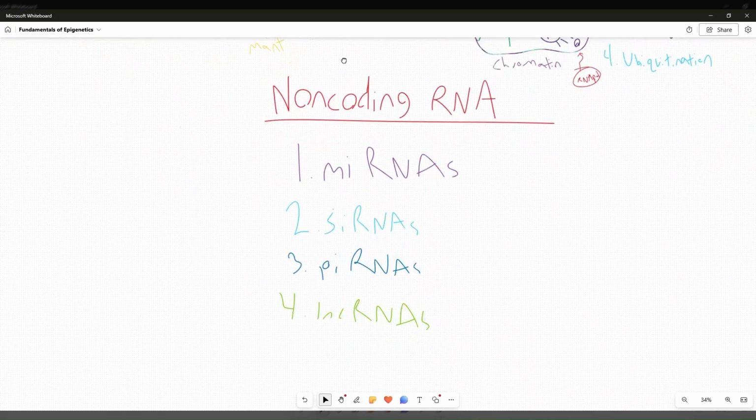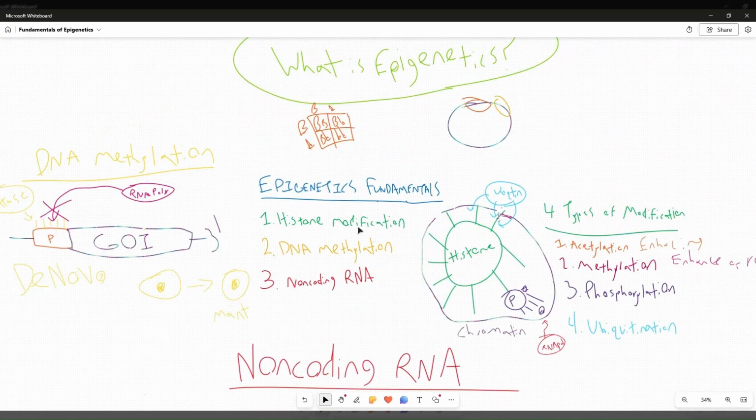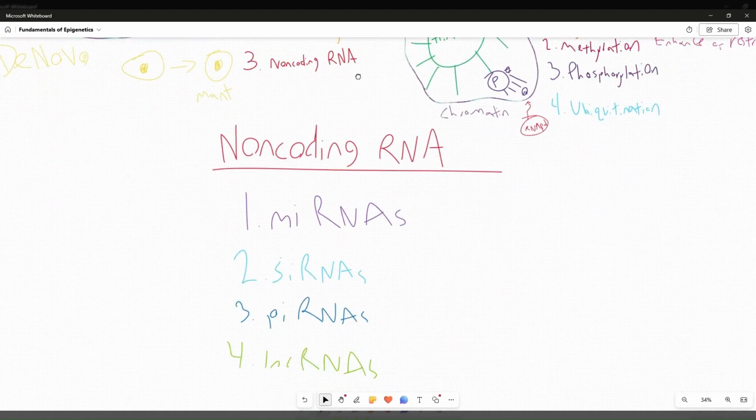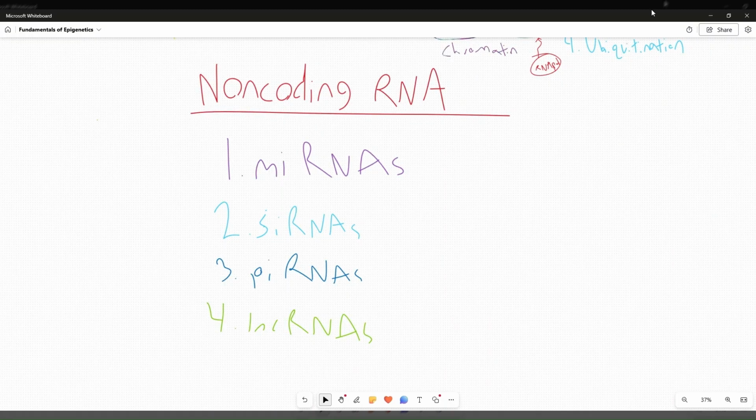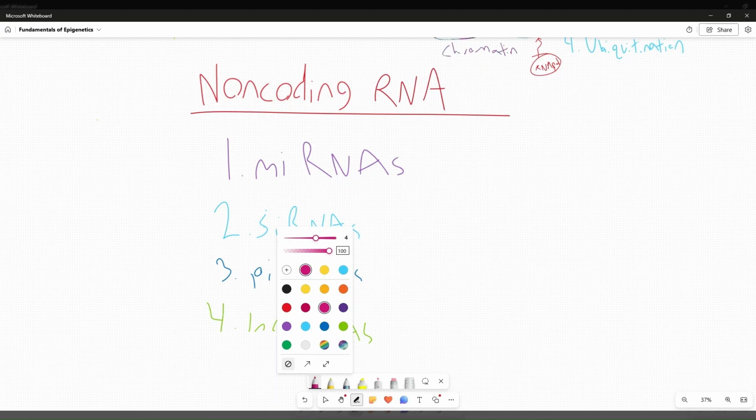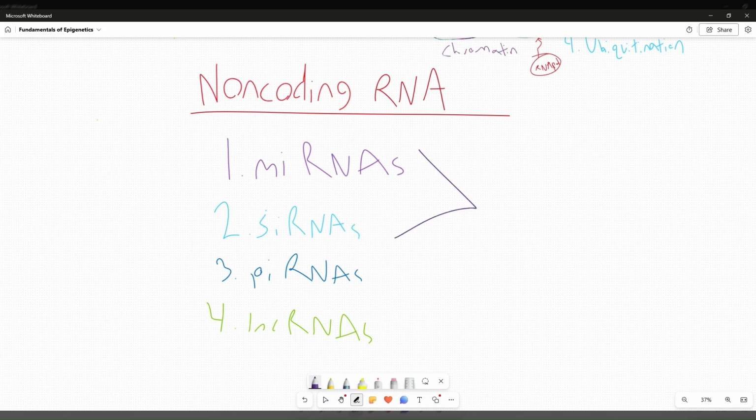So slightly more complicated, sort of a third mechanism of epigenetics, are non-coding RNAs. RNAs do a lot. This is like the frontier of molecular biology, seemingly. There's all sorts of cool stuff with RNA. There's a bunch of different RNAs that don't encode. Hopefully this should be review from a previous exam, but we covered microRNAs and siRNAs.